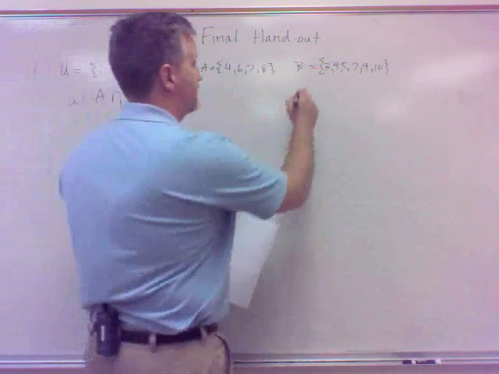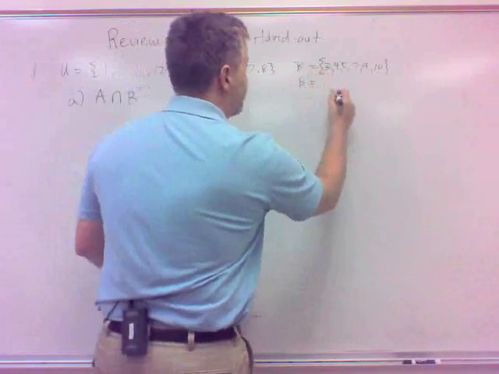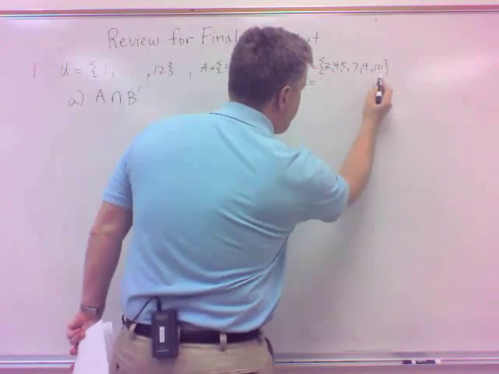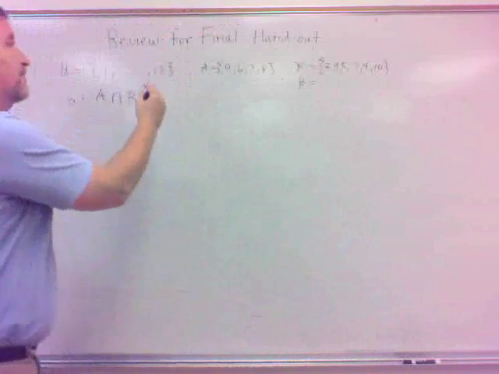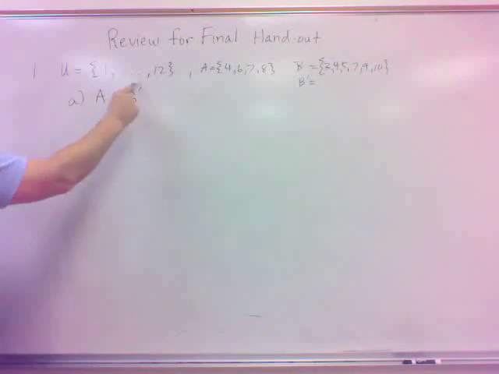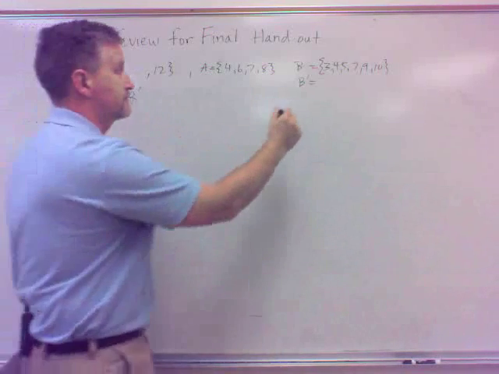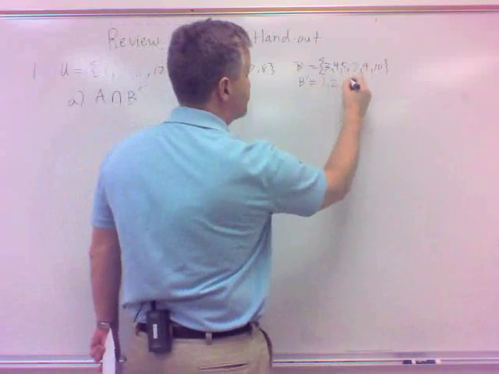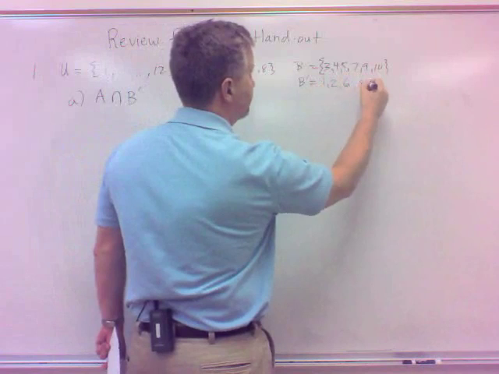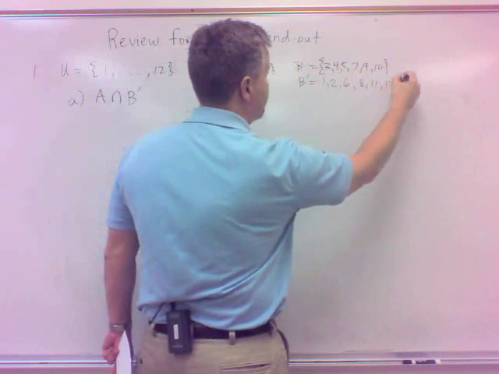So B complement, I'll come over here. B's got 3, 4, 5, 7, 9, and 10. So compare that to the universal set, B complement would have 1 and 2, and 6, 8, 11, and 12. With me on that?